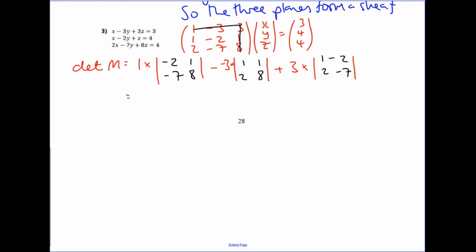Calculate this. So 1 times minus 16 minus 7. Minus 3 makes a plus, times 18 minus 2. 3 times minus 6 minus 2. You do get the determinant as 0. Again, it doesn't just mean there's no solutions, either there's no solutions or infinitely many solutions. So again, we have to start solving these by hand.